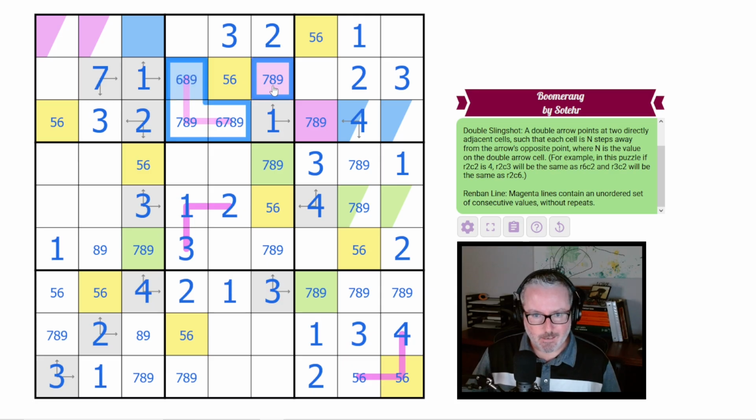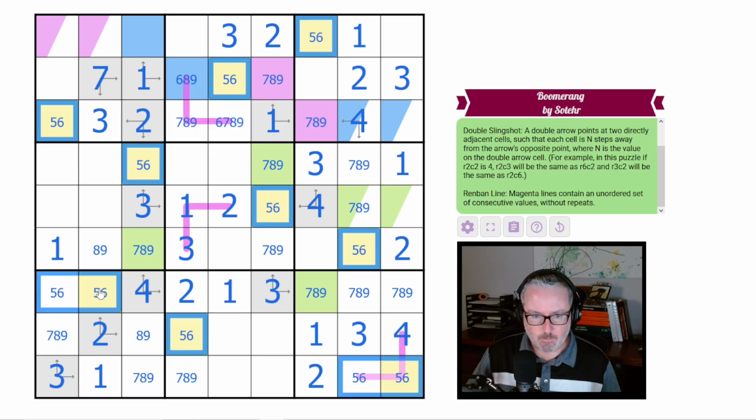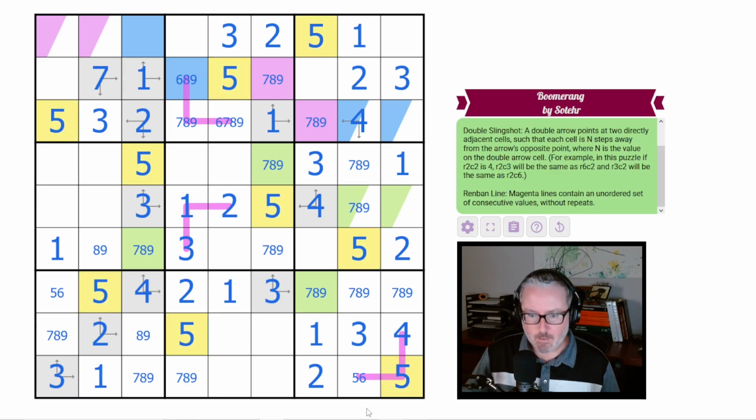6, 7, 8, 9. Yellow is 5. Put all those in. Always love those. That means whatever this is 6. And one of those will be 6, 6, 7, 8, 9.